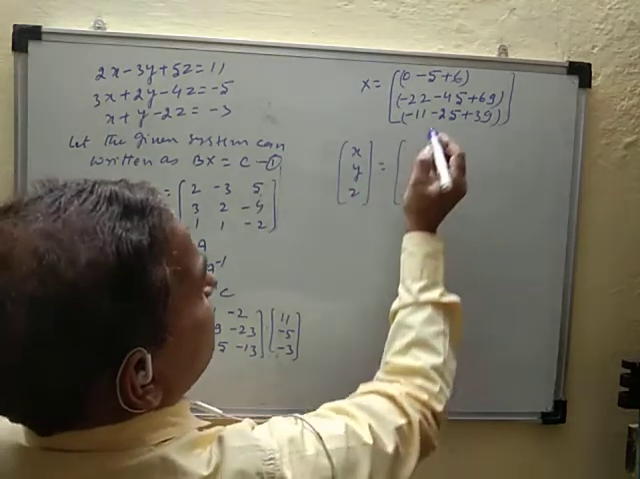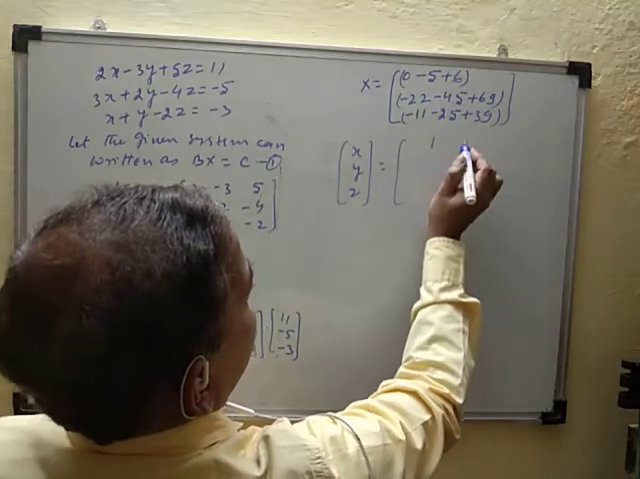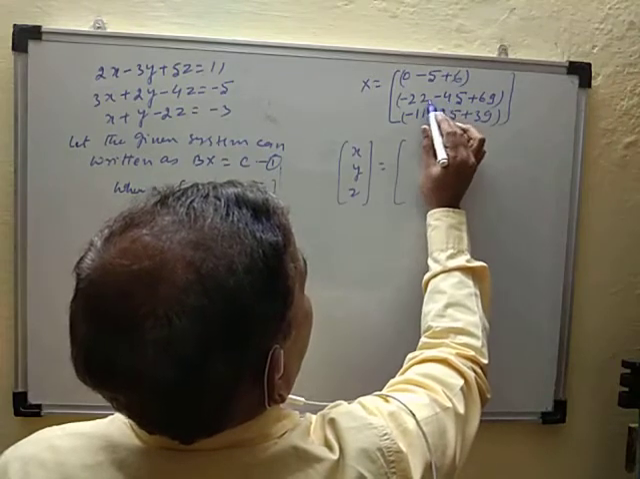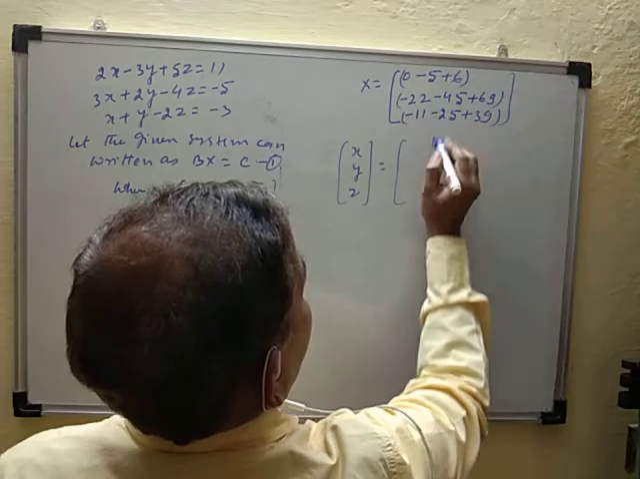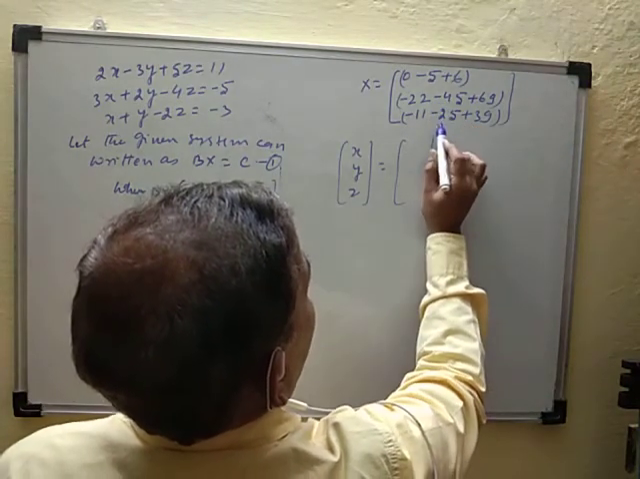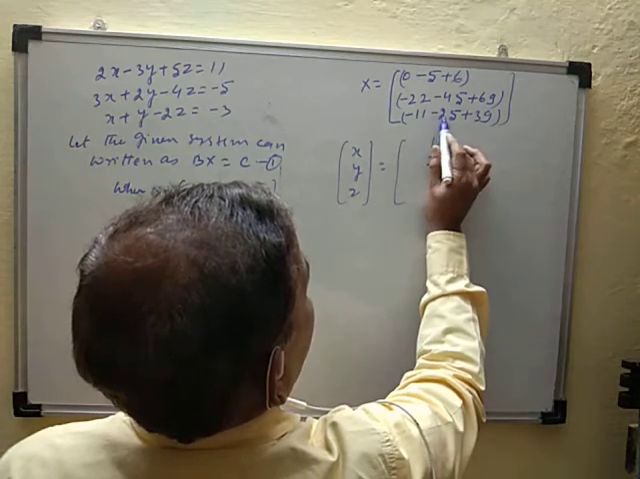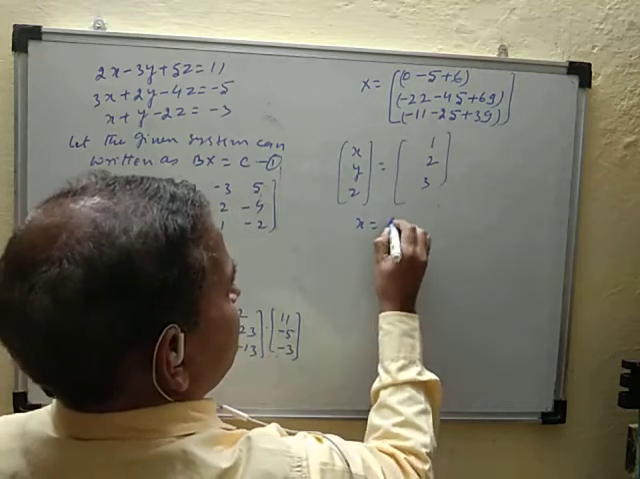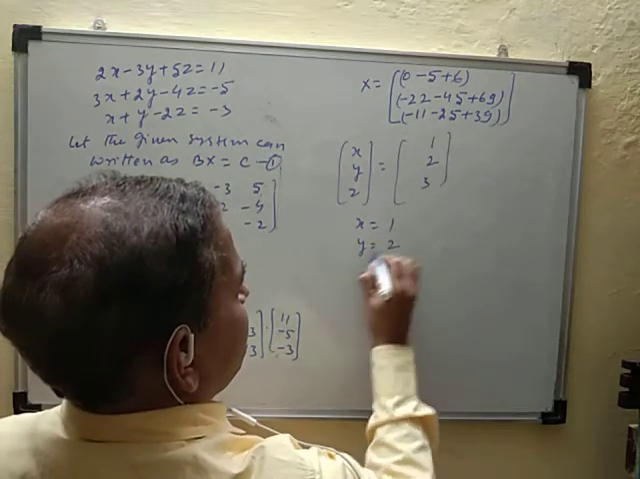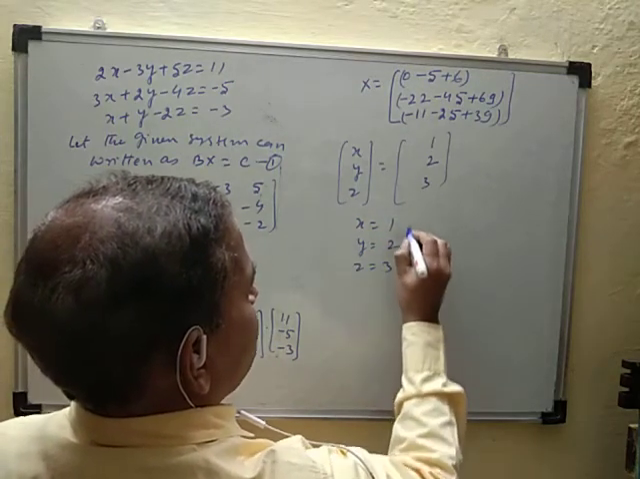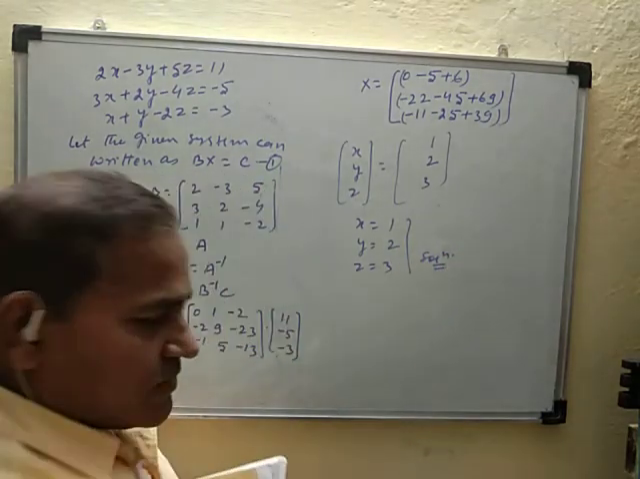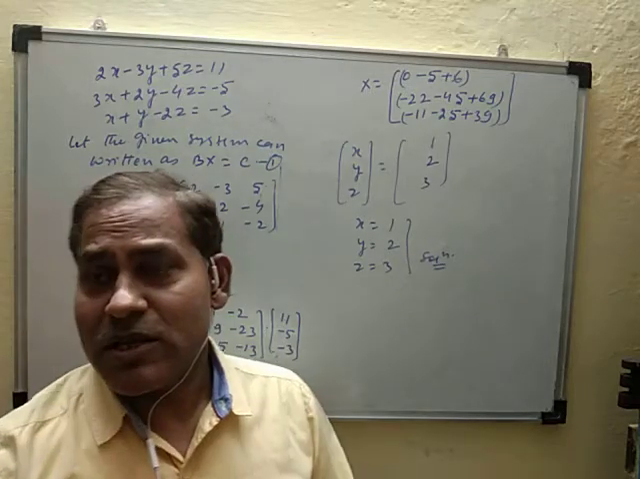Now simplify, x, y, z is equal to simplify it. So 1 here, this sum is 67 minus 67, so 2. This one is 36 minus 36, that is 3. So x is equal to 1, y is equal to 2 and z is equal to 3. This is the solution. You understood this question.